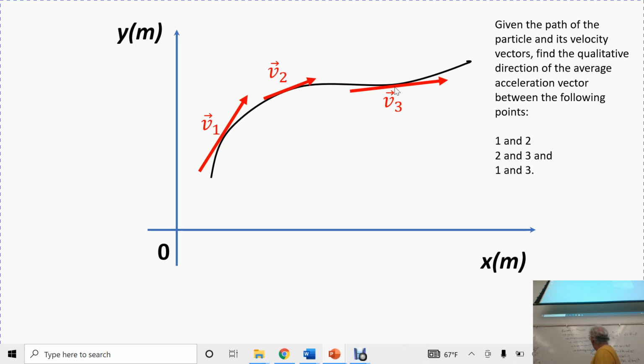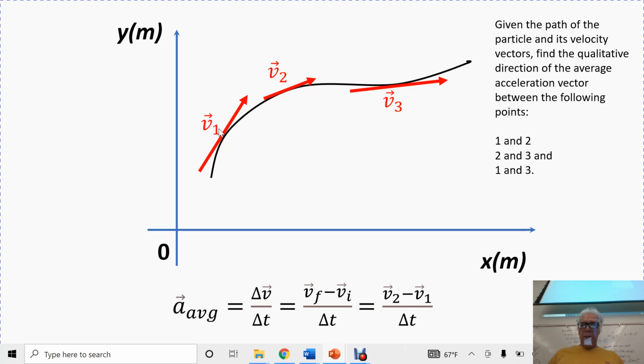Now, looking at this definition, try to figure out the generic direction of the average acceleration vector between points 1 and 2. Try to do that. Let's see, that's 6:42, I think there's time. We have 8 more minutes to do that. See if you can do that.